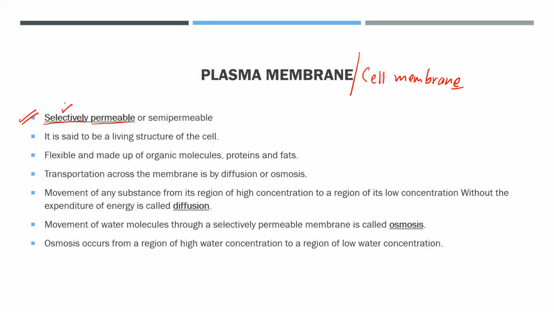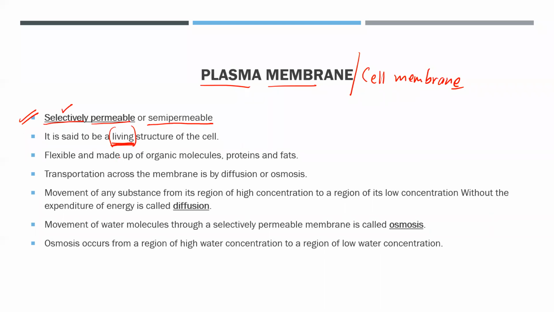Now, selectively permeable, or we can give it a second term, semi-permeable. Selectively permeable and semi-permeable are the two terms that we can use alternatively. Since it is the plasma membrane, it is able to choose which substance will enter the cell and which will go outside the cell. That is why we say that it is a living structure, because a dead structure cannot decide which substance will enter and which will leave the cell. Since it can decide this, we say that the plasma membrane is the living structure.